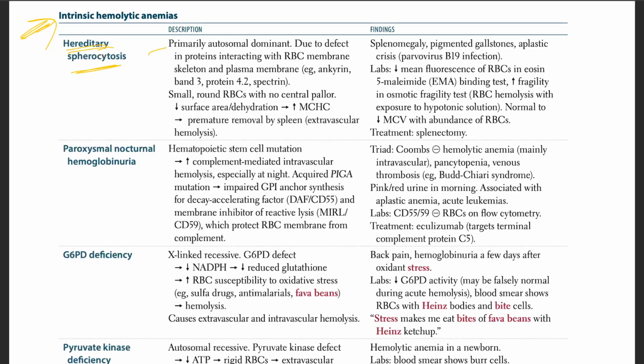We have the primarily autosomal dominant condition, which is due to a defect in proteins interacting with the RBC membrane skeleton and plasma membrane. What are they? They are ankyrin, band 3, which are very important, protein 4.2, and spectrin. These are proteins that interact with the RBC membrane skeleton and the plasma membrane of the RBC.